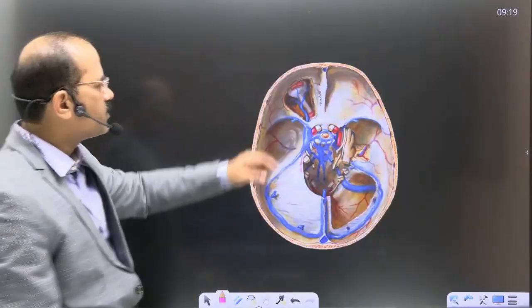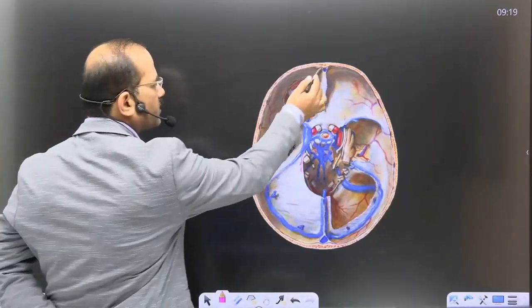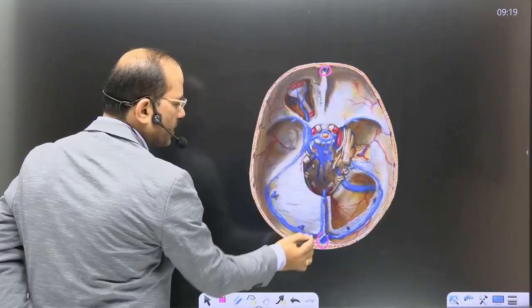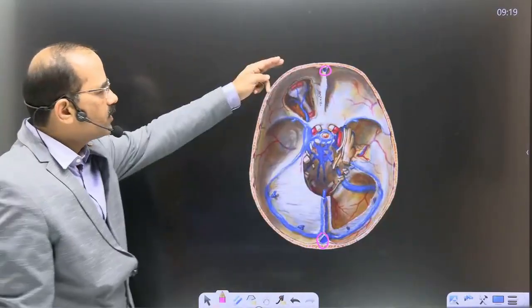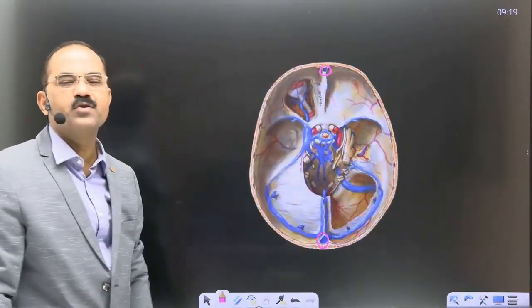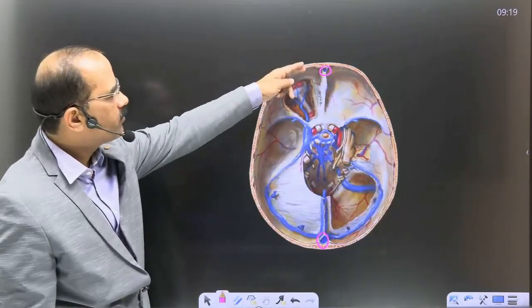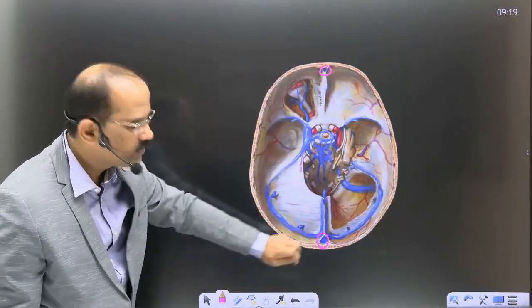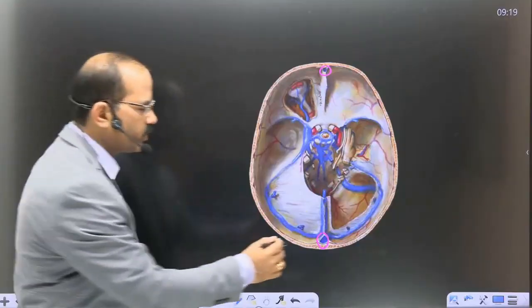Now just try to understand this. So what is this? You can see this cut part. So this is a section, no? So this sinus would begin from here. It would come like this. It would come back here. So that's the superior sagittal sinus. It would begin from front. It would run behind here. Now it would go to the right side.